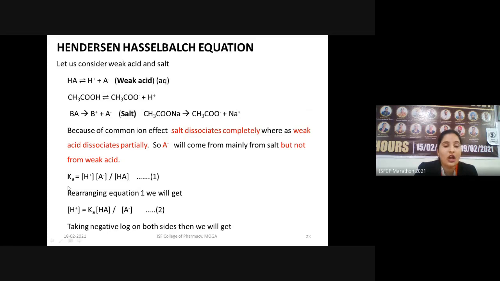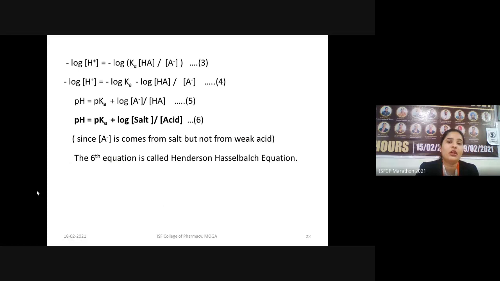Now we will be rearranging this equation. We will shift the concentration of H positive ions to one side, and we'll take all the other terms to the other side. We will get equation number 2 on rearranging. Here we have only the concentration of H positive ions on one side, and the concentrations of all other species are kept on the other side. After rearrangement, we will be taking the negative log on both sides of the equation.